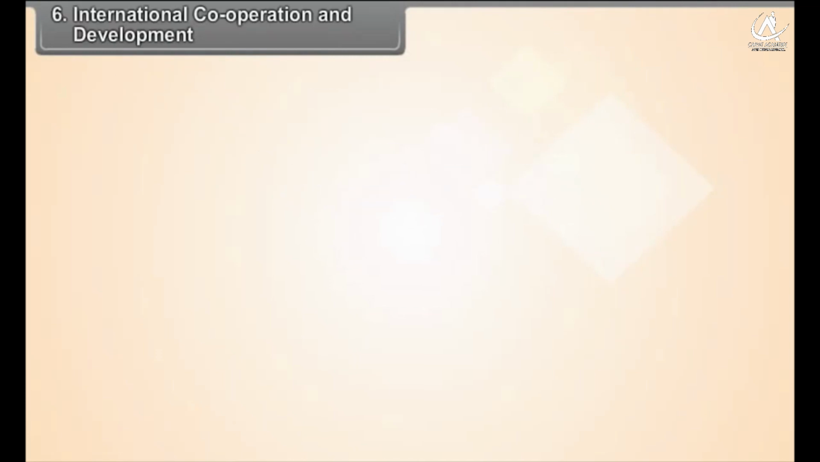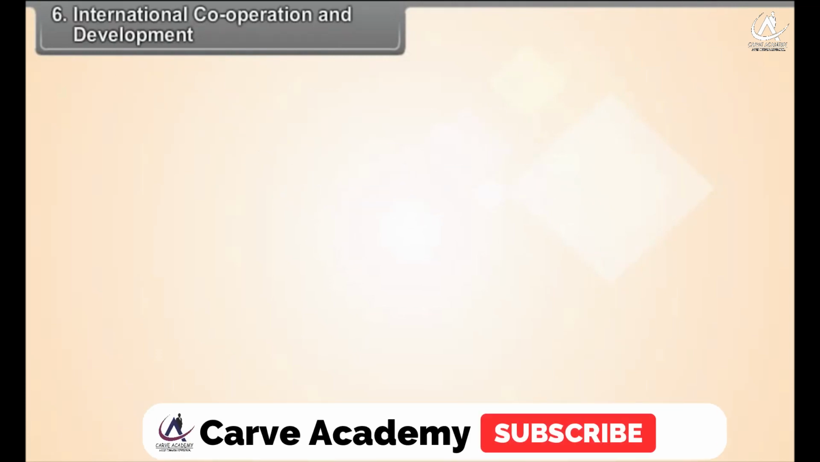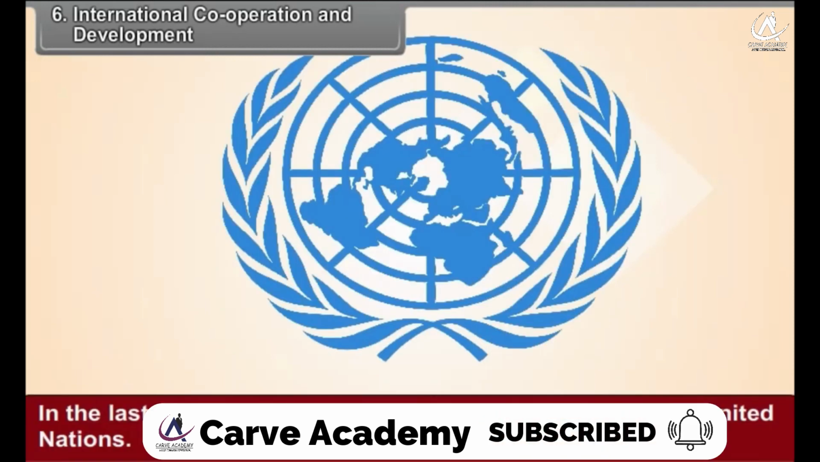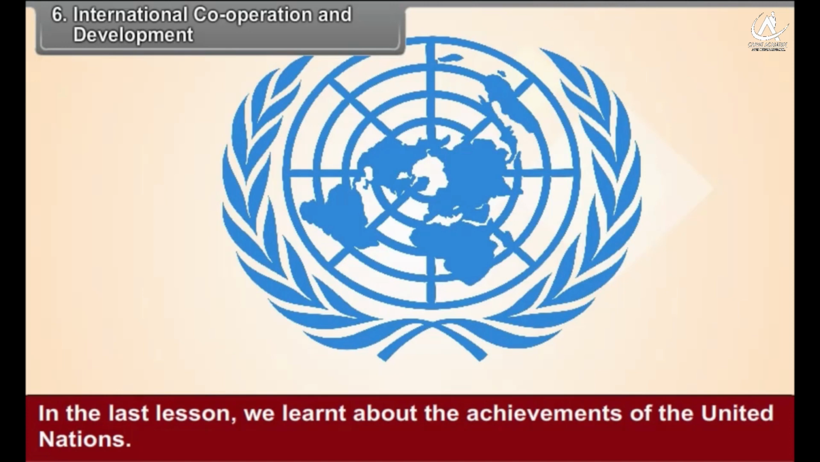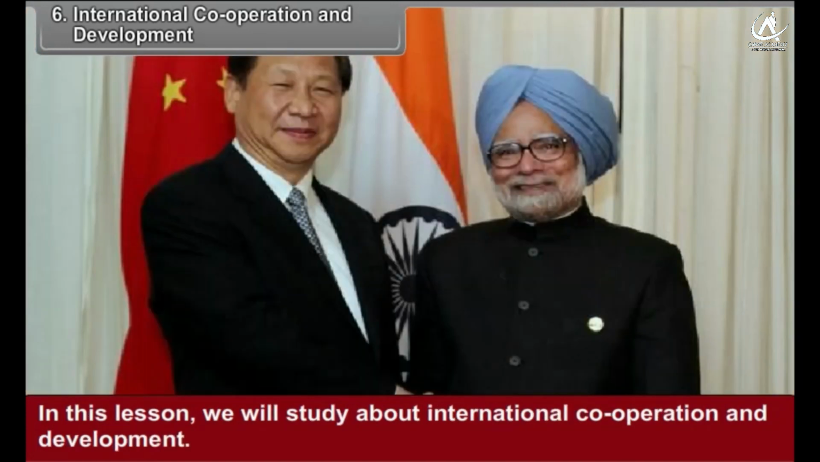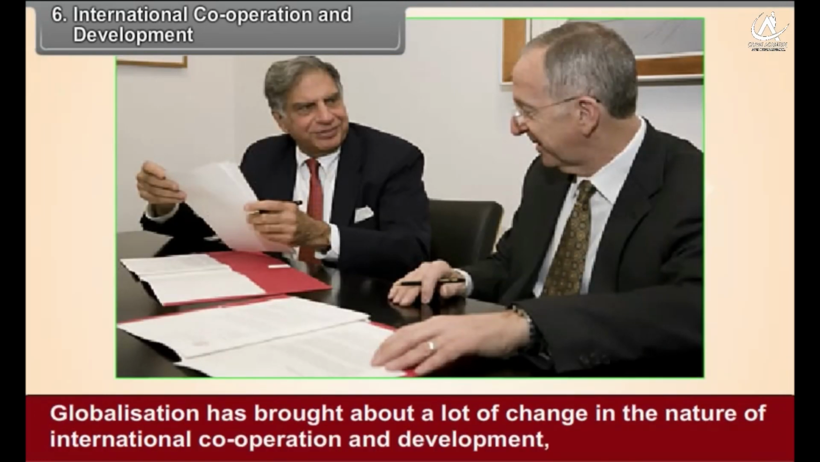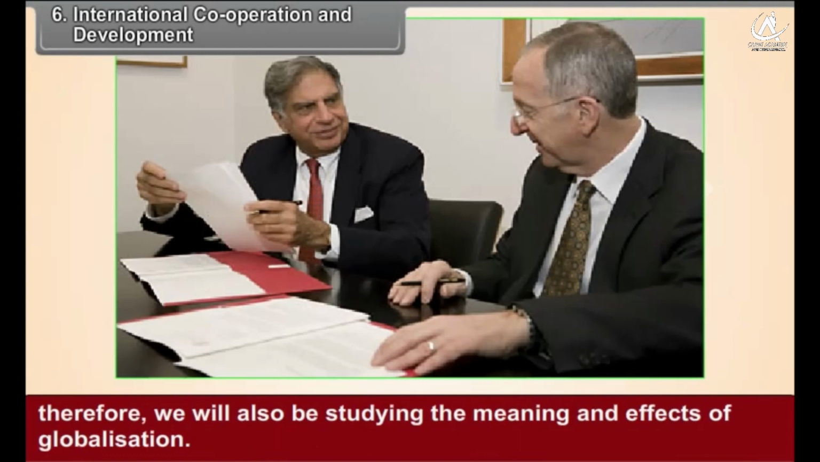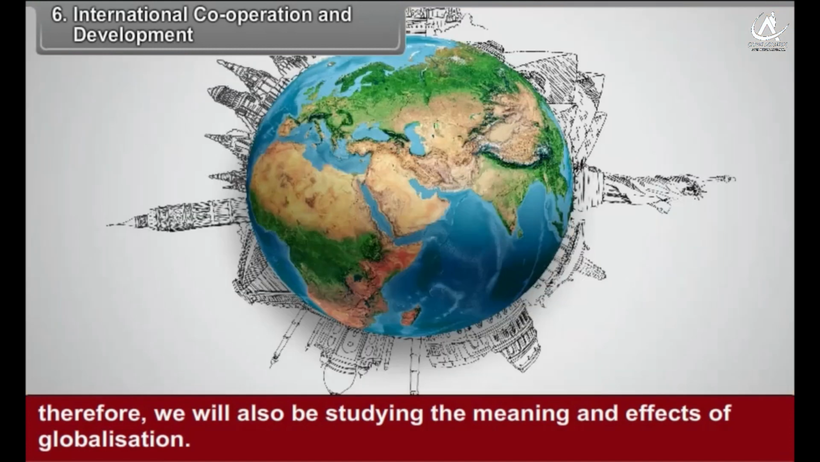Chapter 6: International Cooperation and Development. In the last lesson, we learnt about the achievements of the United Nations. In this lesson, we will study about international cooperation and development. Globalization has brought about a lot of change in the nature of international cooperation and development. Therefore, we will also be studying the meaning and effects of globalization.